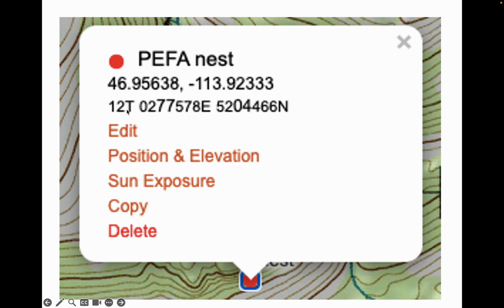There's a number and a letter, okay? That's your zone. It's called your zone. And then this is your latitude band, essentially. And then you've got a whole bunch of numbers followed by the letter E, and then a whole bunch more numbers followed by the letter N. So this is what's called the easting value. This whole thing is the easting value, and this whole thing is the northing value.